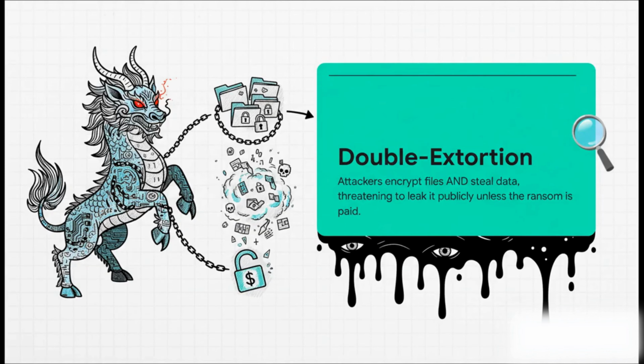And Qilin uses what's called a double extortion model. It's brutal. They don't just lock up all your files and demand cash to get them back. Before they do that, they steal copies of all your most sensitive data. So now they have two threats: pay us to unlock your files and pay us to not leak all of your company's secrets to the entire world. It puts incredible pressure on the victims.